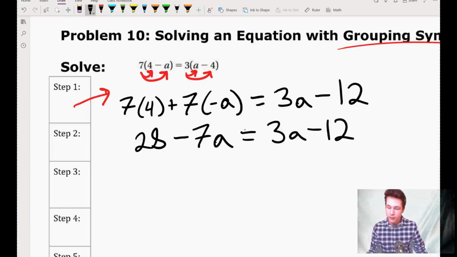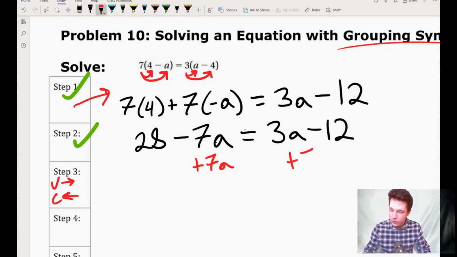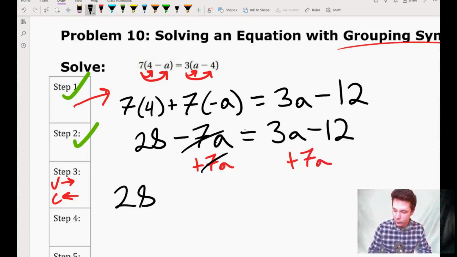So now that we're here, we've gotten rid of the parentheses. Step 1 complete. Step number 2 says that I need to combine like terms. There are none on both sides, so we are good there. Step number 3, let's start moving our variables. This time I'm going to mix it up. Let's move our variables to the right, and let's move our constants to the left. So in this case, I want to move this term, negative 7a, to the right. To get rid of it, I need to add 7a to both sides. That will cancel this term and leave us with just 28.